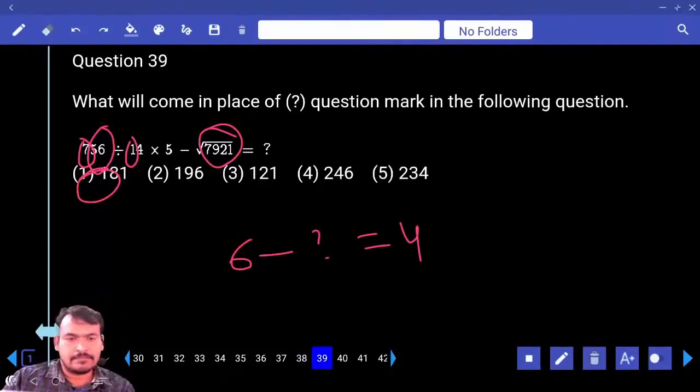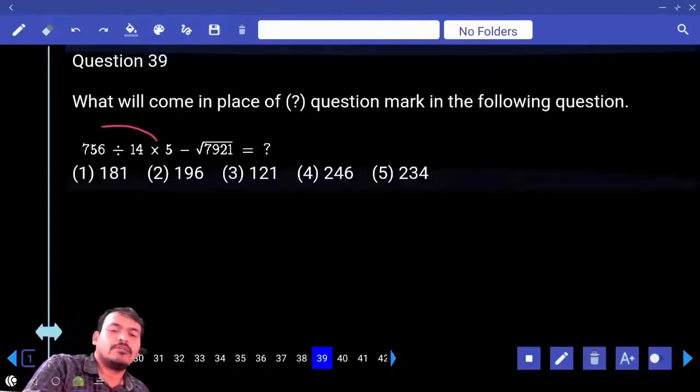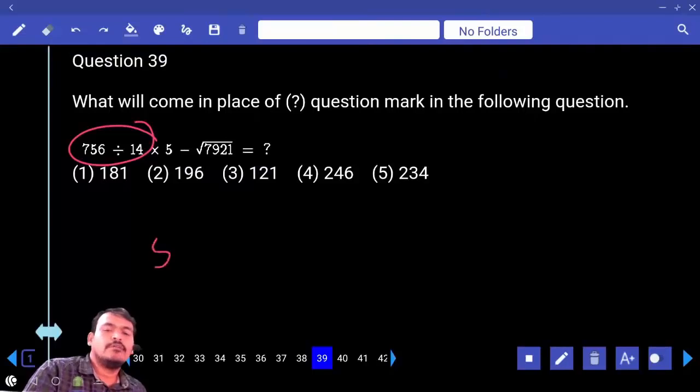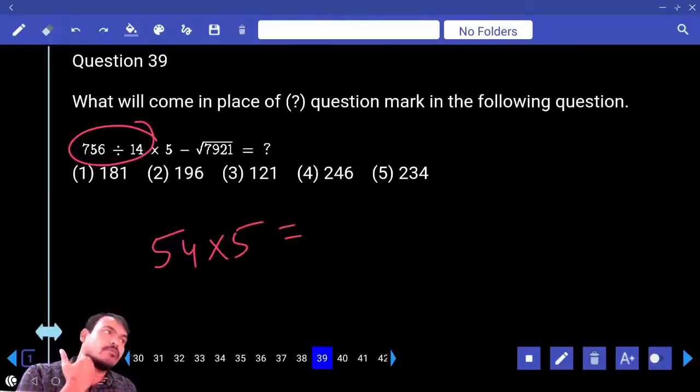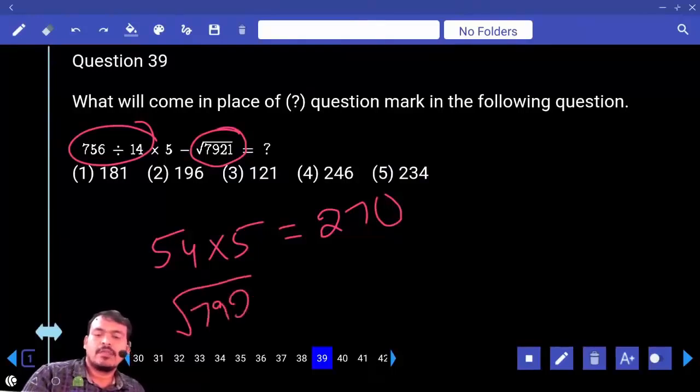Next, 39. First priority 756 divided by 14 or not? 14 how many times? 5 times. Again 4 times. 54 into 5 or not? What is the 10 times of 54? 540. 5 times means half of the 10 times or not? What is the half of the 540? 270. In this one we are subtracting square root of which value? 7921. What is the square root of 7921 value? 70.